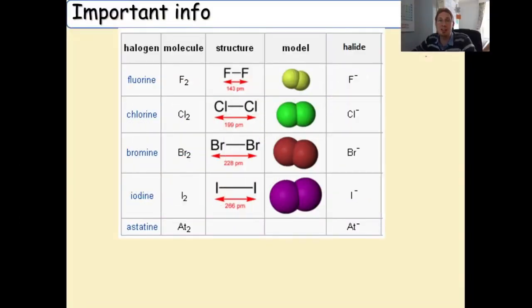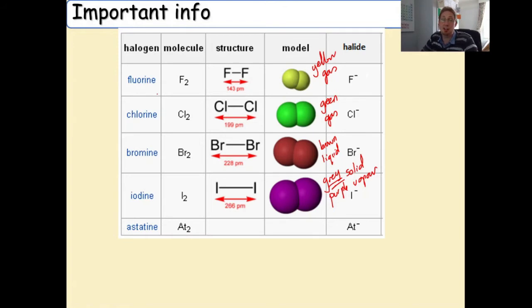You do need to know the general trends in the halogens, far more so than at GCSE. You need to know that fluorine is a yellow gas. You need to know that chlorine is a green gas. You need to know that bromine is a brown liquid. And you need to know that iodine is a grey solid, don't get caught out, that turns into a purple vapour.